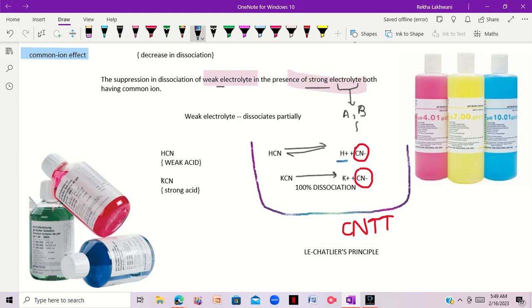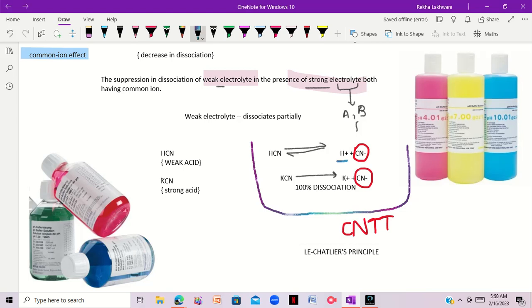Already it is a weak electrolyte, so there was partial dissociation. Now after having this potassium cyanide in the solution, after having this common ion, there's even less dissociation. Even hydrogen cyanide is now forming, instead of dissociating it is forming. So obviously there is a suppression in dissociation. That suppression of dissociation is known as the common ion effect. Let me write over here. I hope you understood this.